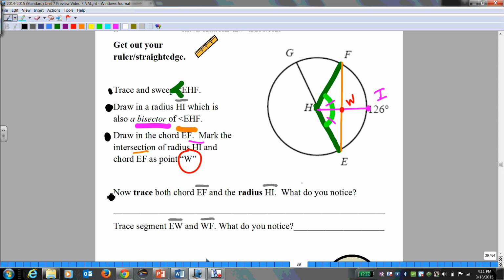Okay, this one you're going to have to do on your own. I'd like you to trace the chord EF and the radius HI and ask yourself, what do you notice? Trace the chord EF and HI. I'd like you to write, what do you notice? I'm not going to fill this in for you. There's a couple things you could notice there. Write down, what do you notice? I'm going to be quiet for about 20 seconds.